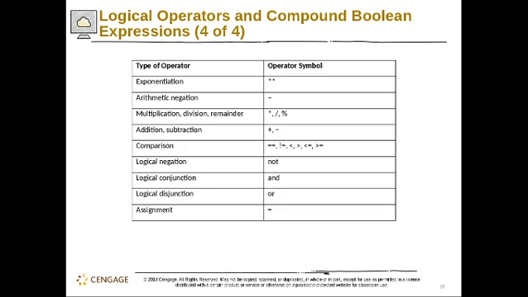And then some logical operators and compound Boolean expressions. You have double asterisk for exponents, arithmetic negation, a negative sign. Then you have multiplication, division, and the remainder, addition and subtraction, the comparison values, and then for the logical negation, conjunction and disjunction, and these are our assignments. So these are the logical operators used in Python.